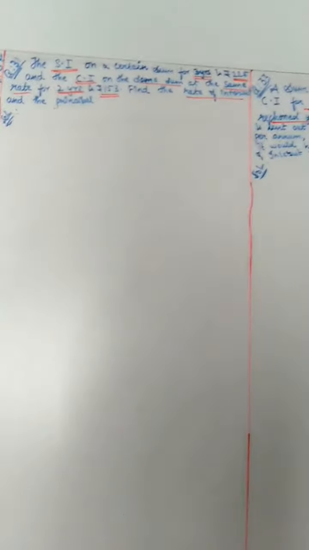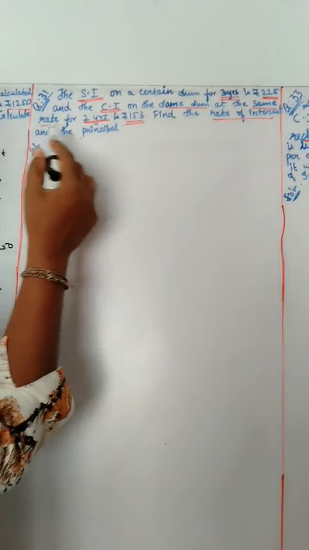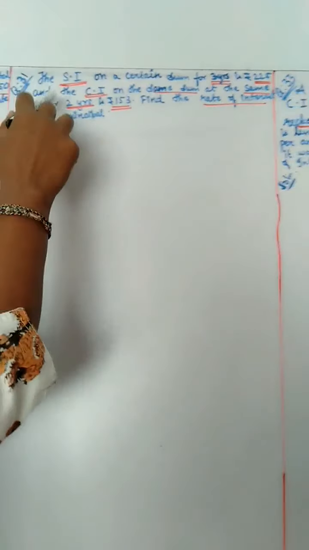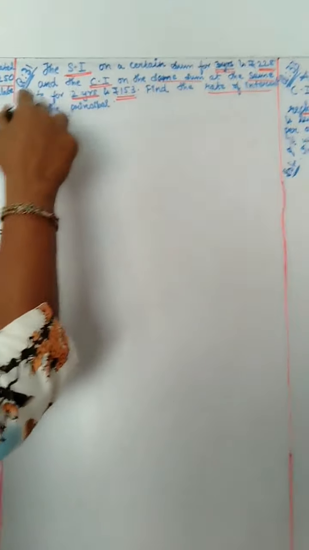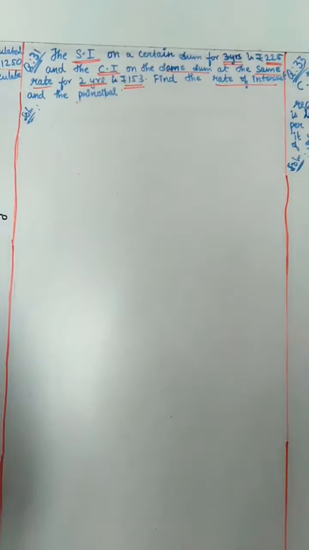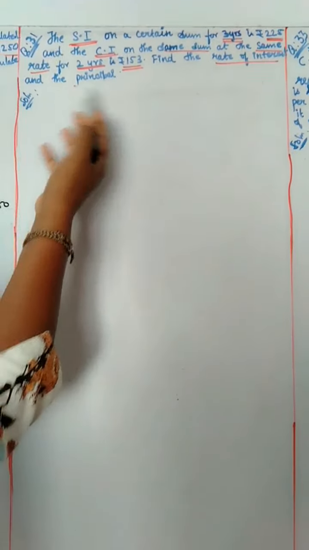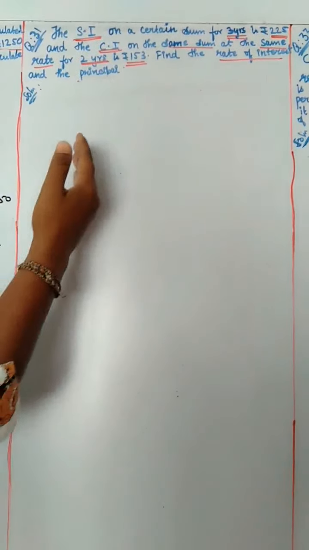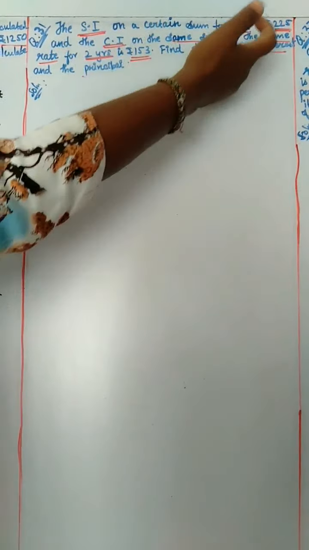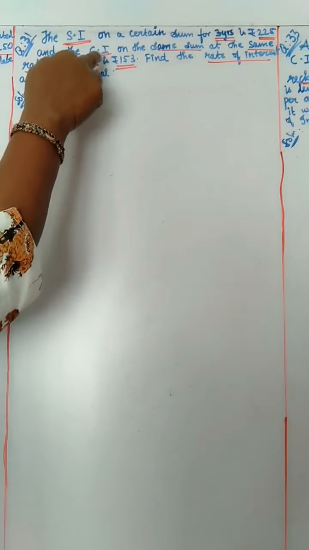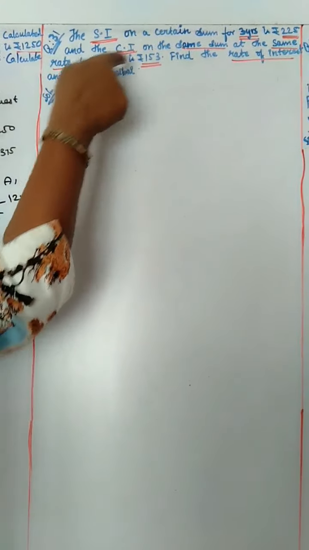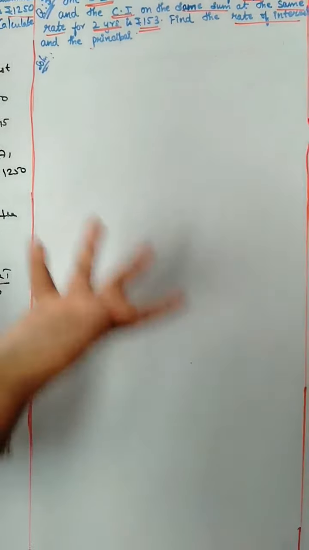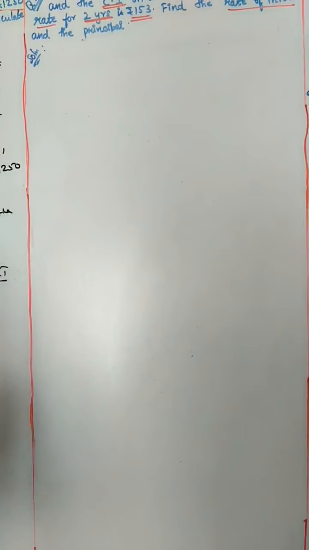Next, we will go to sum number 31. The question here is: the SI on a certain sum for 3 years is rupees 225, and the CI on a certain sum at the same rate for 2 years is rupees 153. We want to find the rate of interest and the principal. Very simple, same as the previous sum. Using the simple interest formula and compound interest formula, and the difference, we are going to find the rate of interest and the principal.